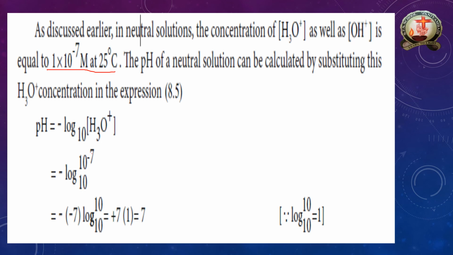This value is 1. The minus on top, already 1 minus is there. Log of 10 to the power 10 has the value 1. Plus 7 into 1 is equal to 7. The solution is neutral. Students, please go through that one or two times so you can understand easily.